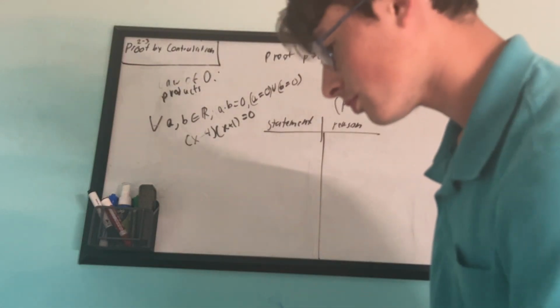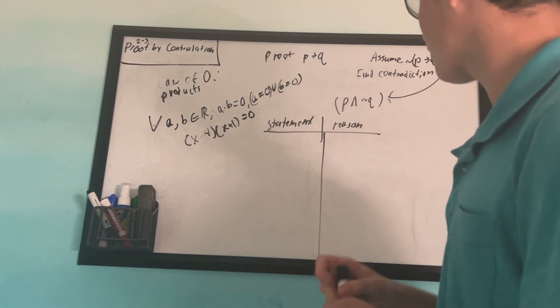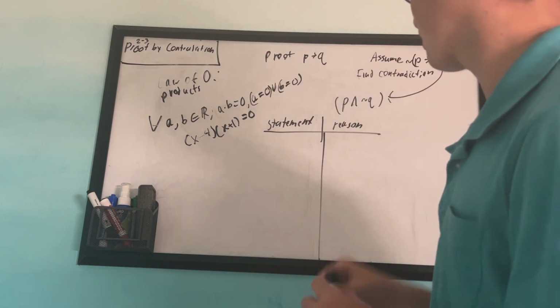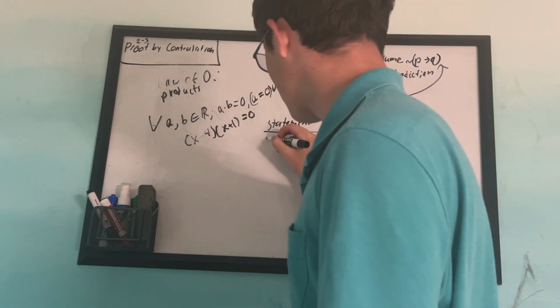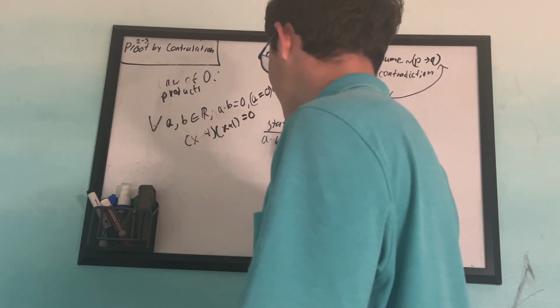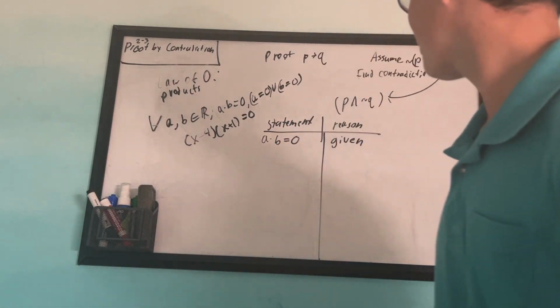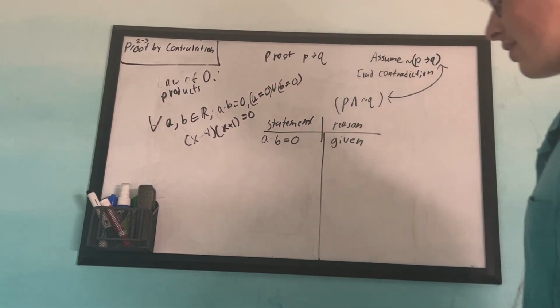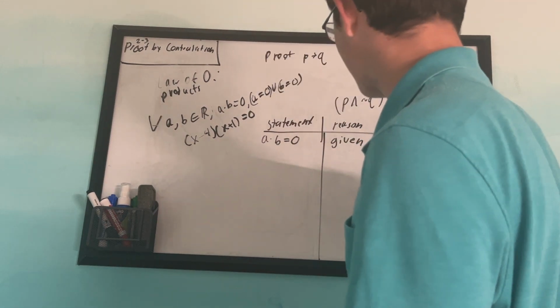Alright, so we're going to start off with the left-hand side. So we're going to start off with P, so not (P then Q). So we have A times B equals 0. That's going to be our given. And what we're trying to find is a situation where we stumble upon not Q being a false statement.